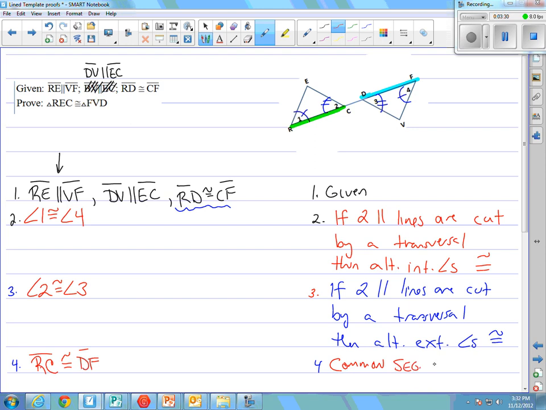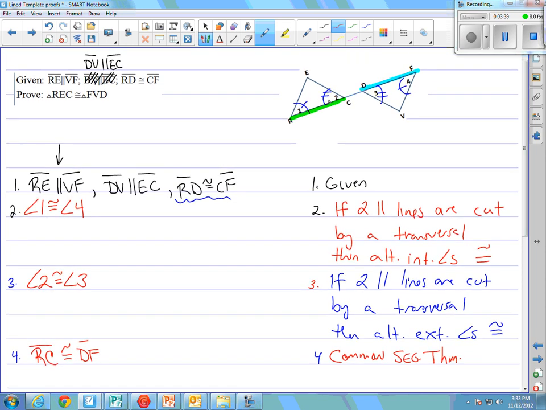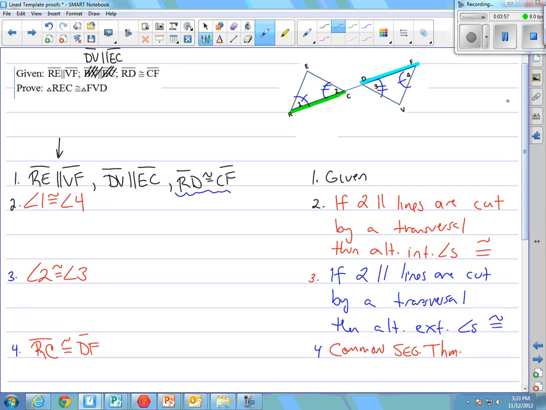Now there is a video on this website somewhere labeled Proof of Common Segment Theorem. If you need more convincing arguments of why RC is congruent to DF, that proof will take you step by step through the proof of the common segment theorem, and it's about 5 or 6 steps. So take a look at that if you're interested or if you're confused about that.